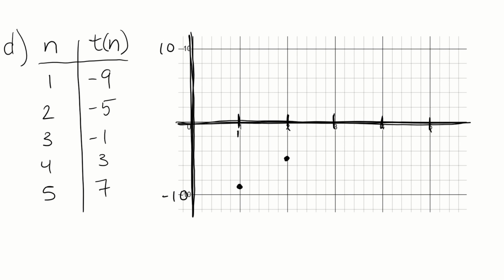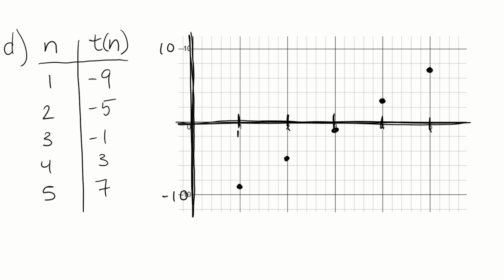At 3, we're sitting at -1, which is in between these two. At 4, we're sitting at 1, 2, 3, which is here. And finally, at 5, we're sitting at the number 7. 1, 2, 3, 4, 5, 6, 7's right here.